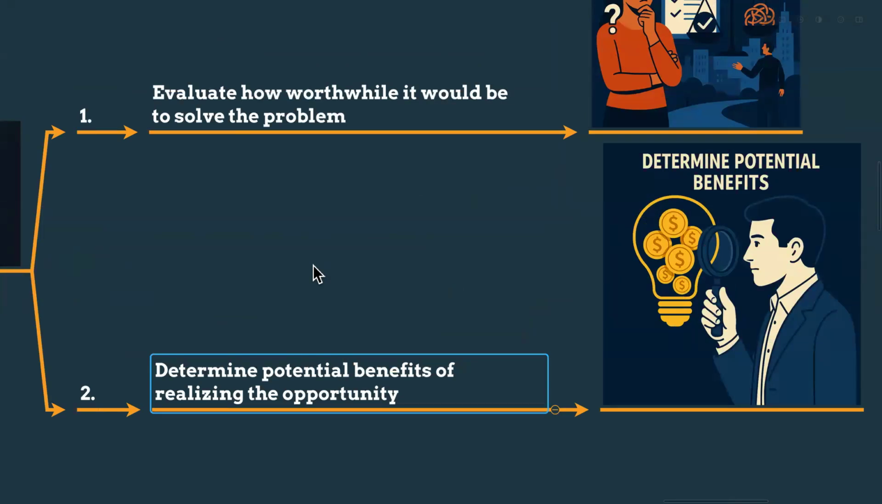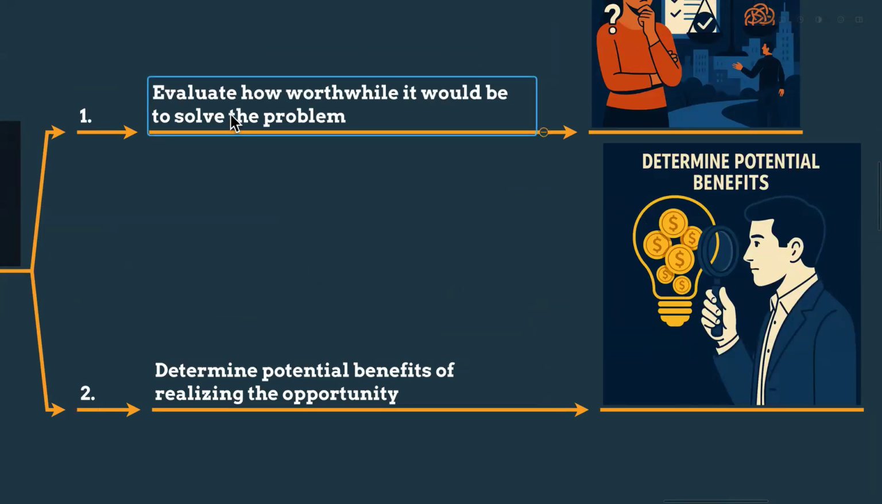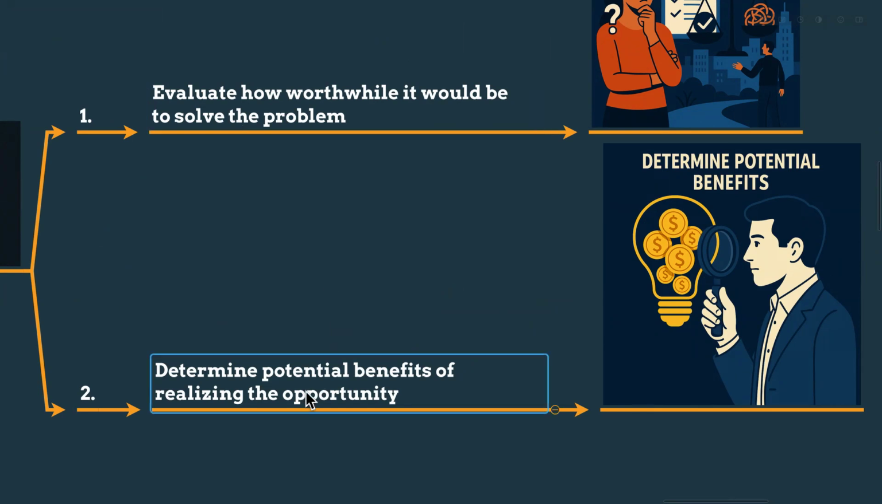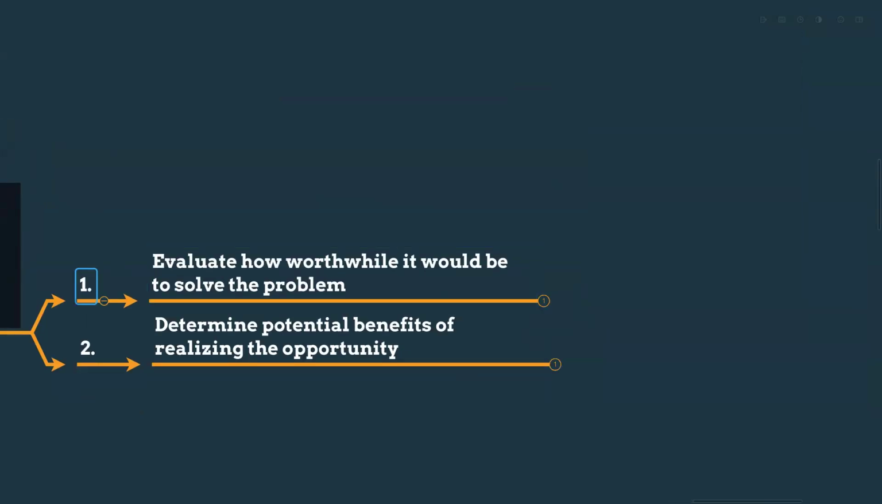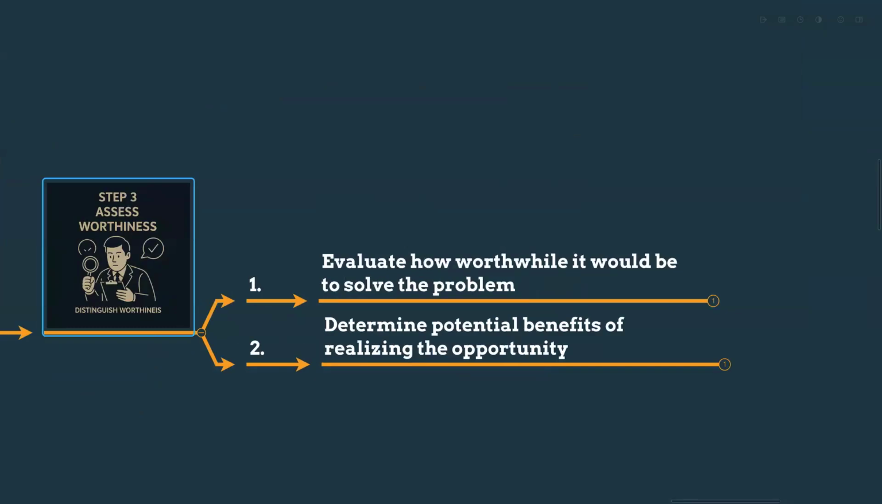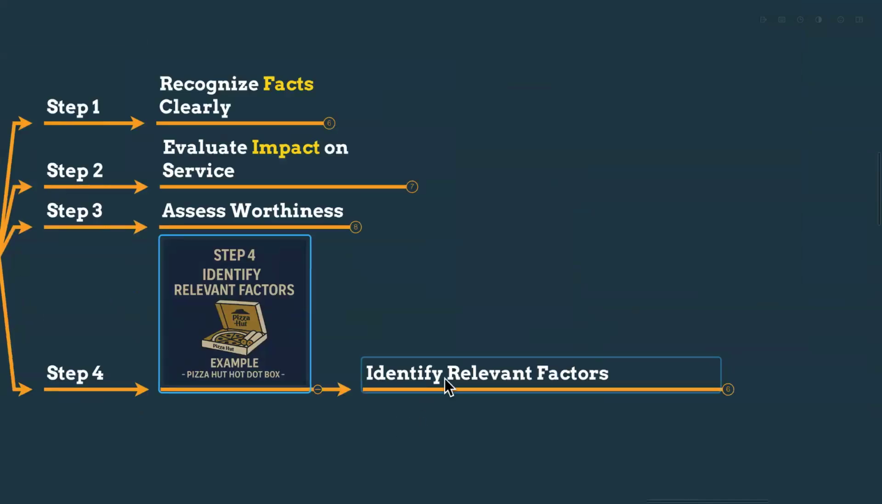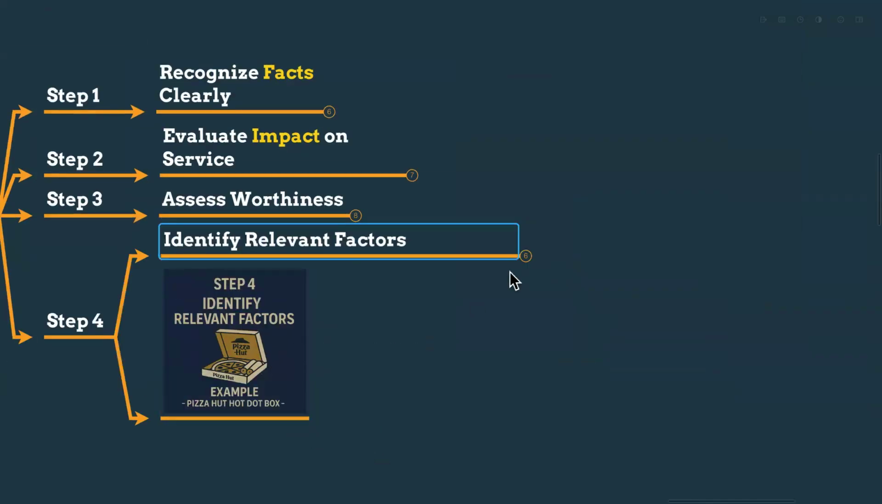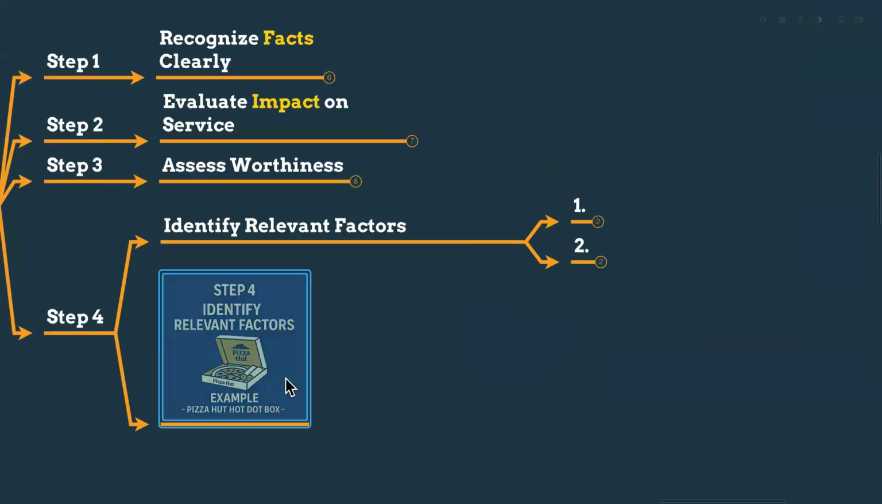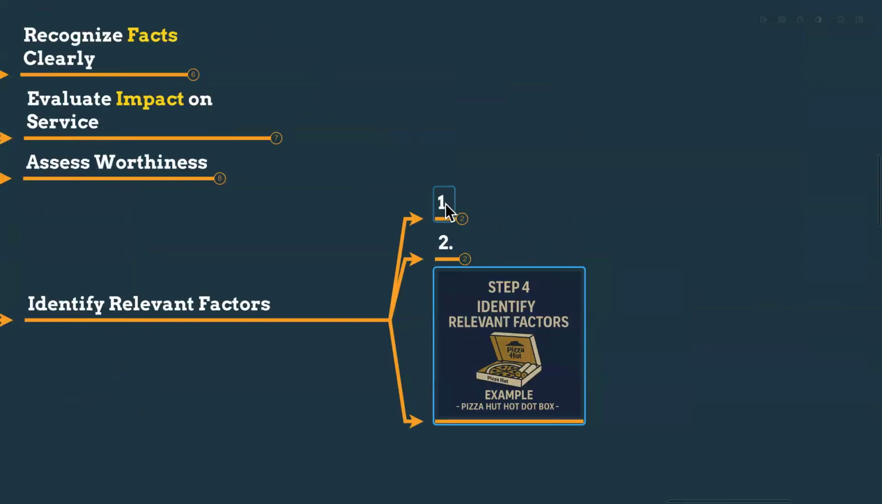For example, to solve problems, my dears, how much will it cost to fix? Or how much are we going to lose by ignoring the problem? So you evaluate how worthwhile it would be to solve the problem. But for opportunities, how much effort is needed versus how much benefit we can gain. That's the potential. So problems and opportunities are different aspects. So that is assess the worthiness and identify the relevant factors, right? What are the relevant factors making things good or bad?